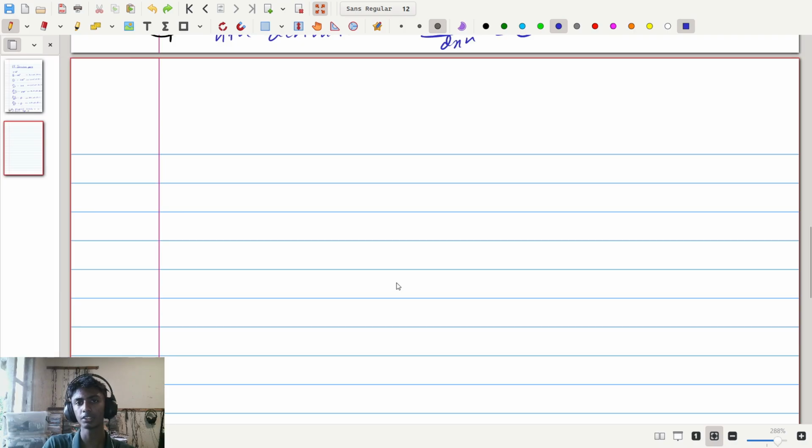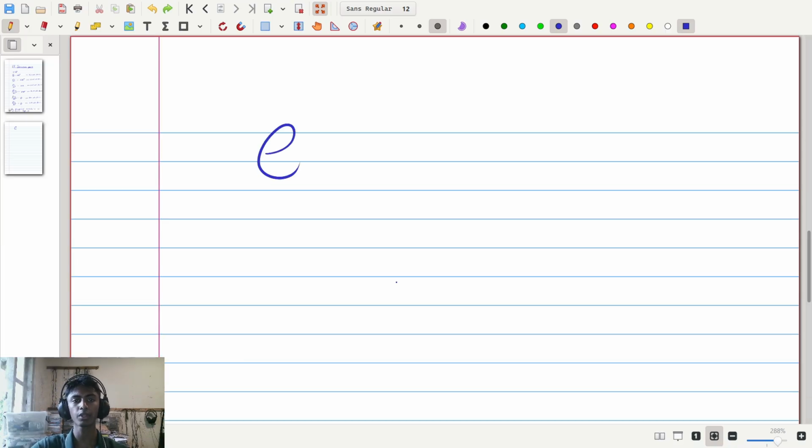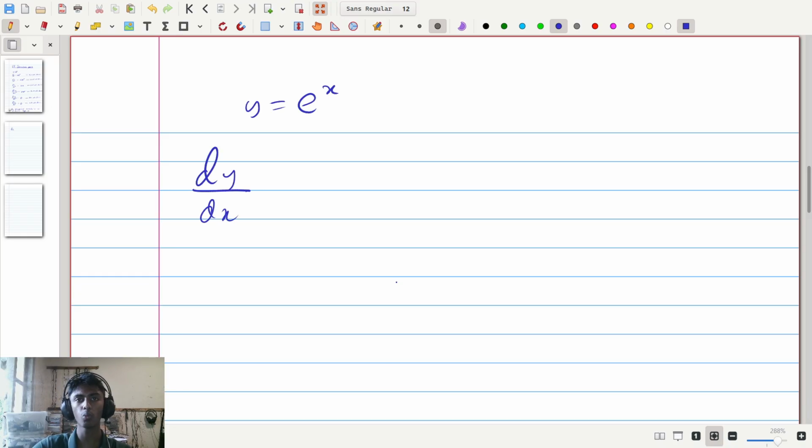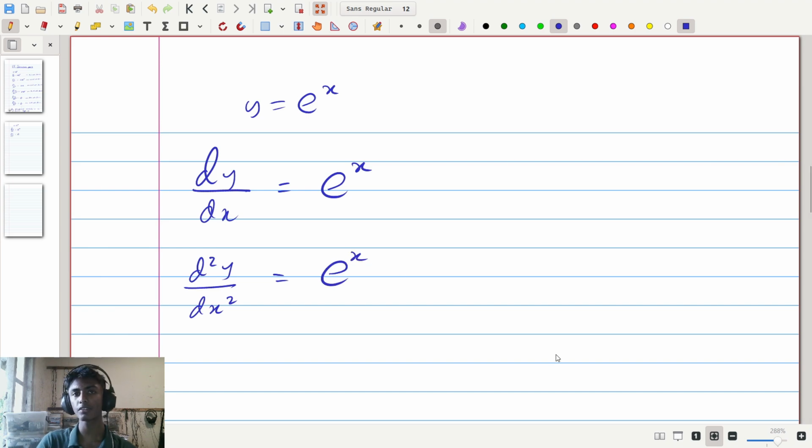However, certain functions, and in fact quite a majority of functions, do not have this behavior. One of the functions that does not have this behavior is e to the power of x. You might recall that dy by dx of y equals e to the power of x was equal to e to the power of x. So due to this fact, if we differentiate one more time, d squared y by dx squared, we're still going to get e to the power of x, because e to the power of x differentiated is still e to the power of x.